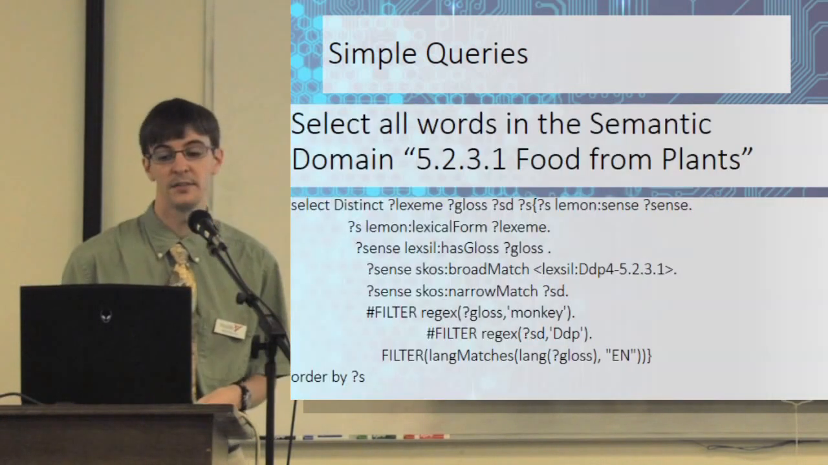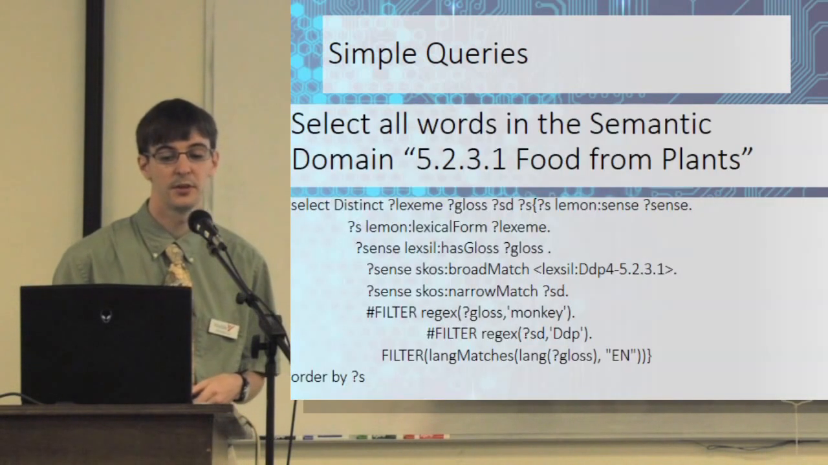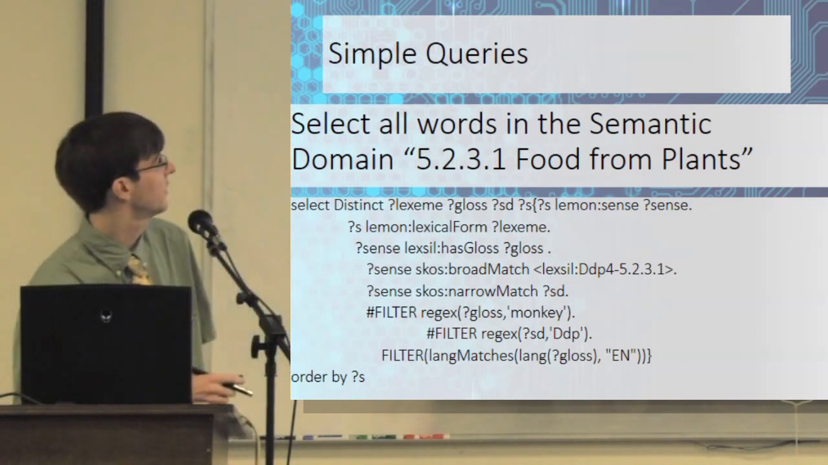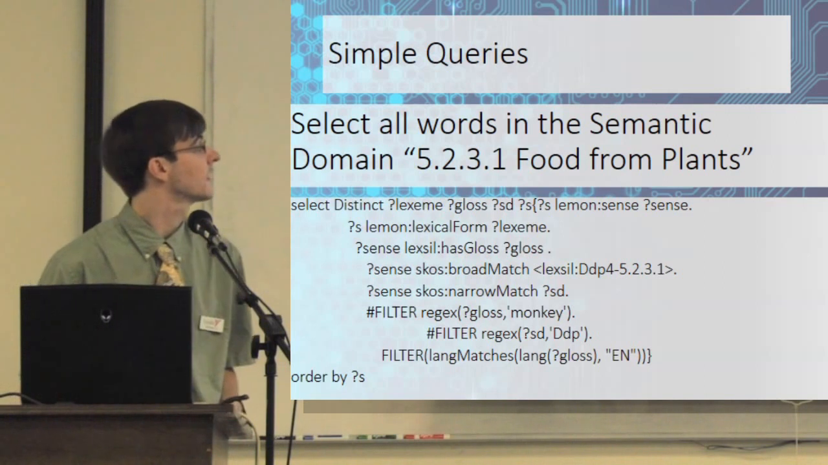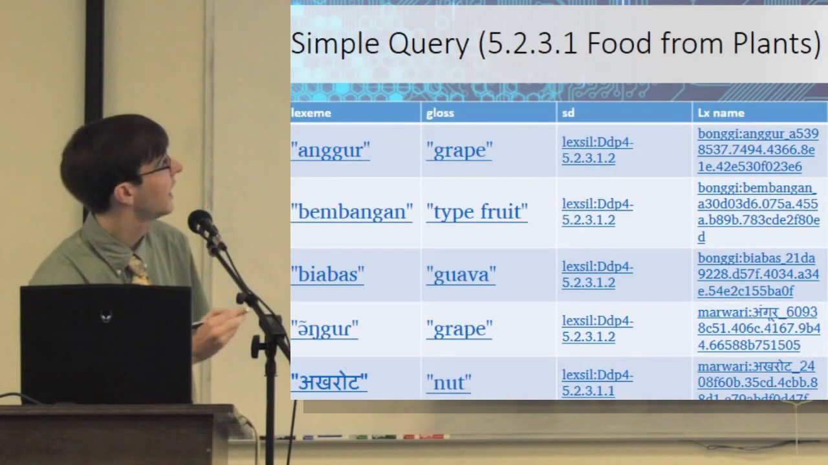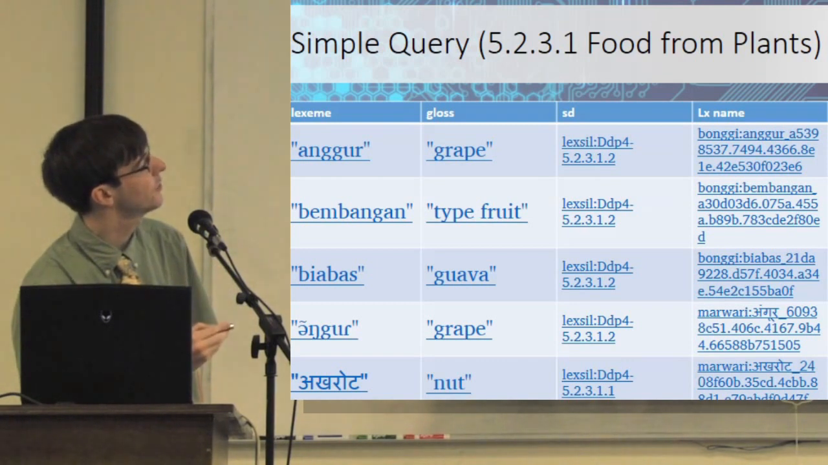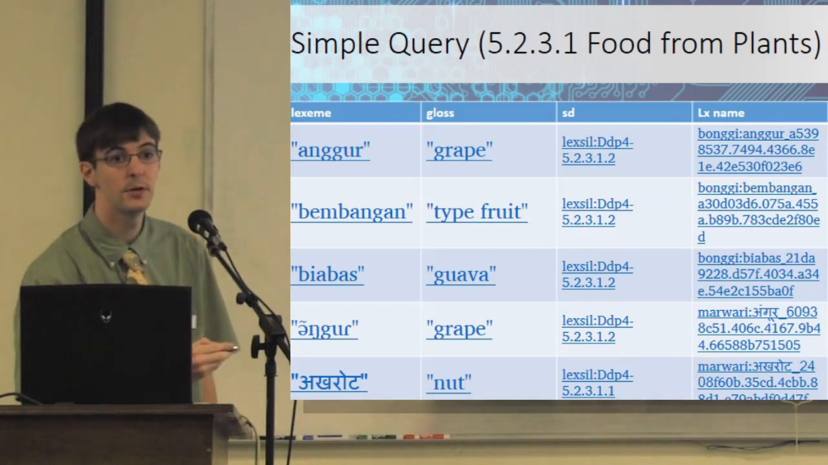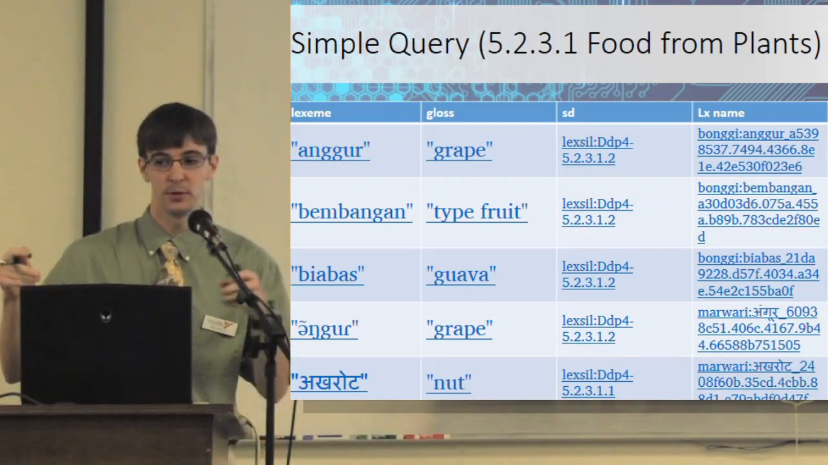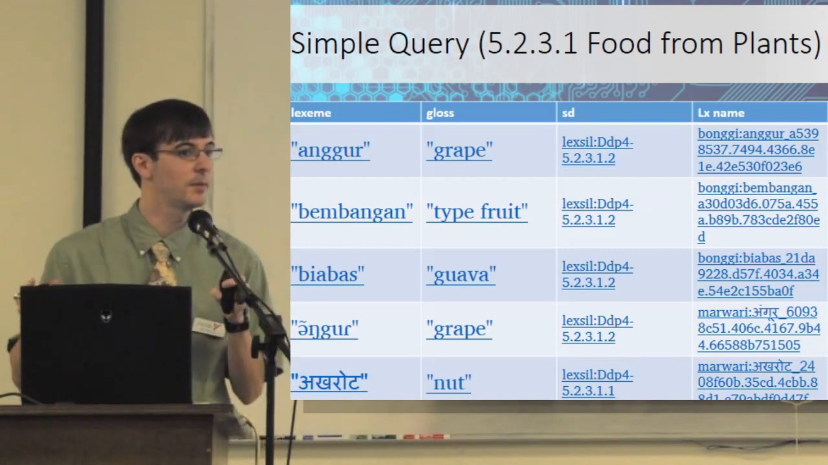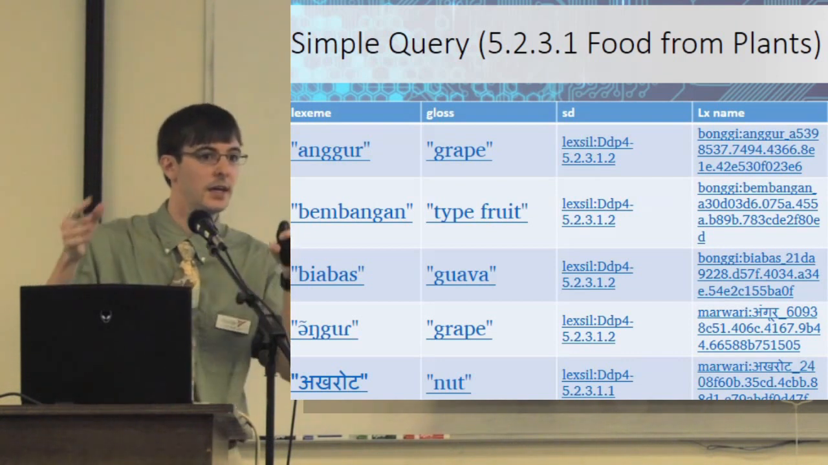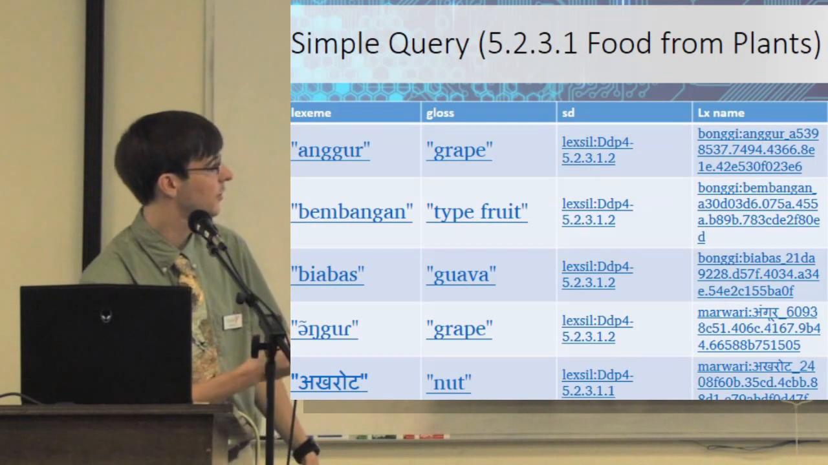Next query I could ask, select all the words from the semantic domain 5231, foods from plants. So here's the query. And these are the results. You'll notice here, I asked for 5231. It also included 52312 and 52311 because of the way that semantic domains are structured: if you're at a very specific level and you go one step up, that thing should also be contained in that category, and again, all the way up to just 5.